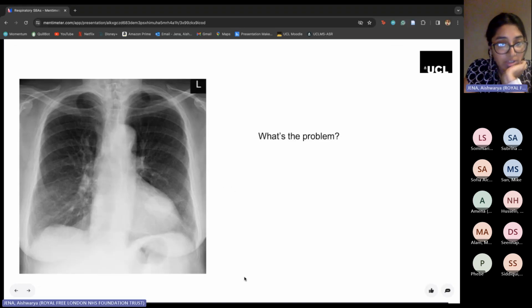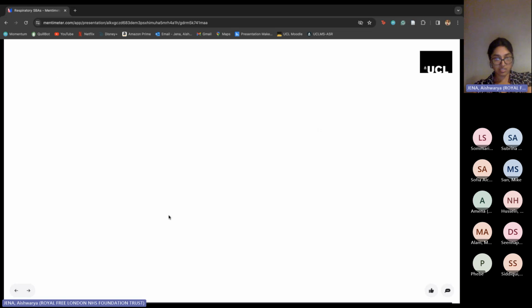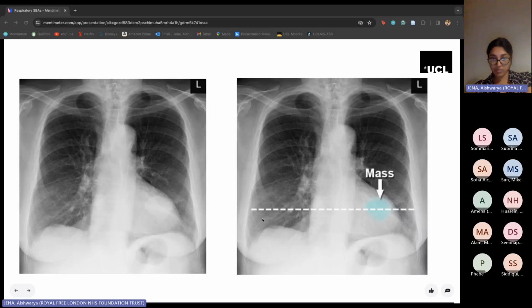Okay, so I can see why you might say sarcoidosis because of this increased shadowing, but I think that might just be a little bit unrelated. So the pathology here is actually a mass. I think it's outlined better here. Here we go. A mass in this area.